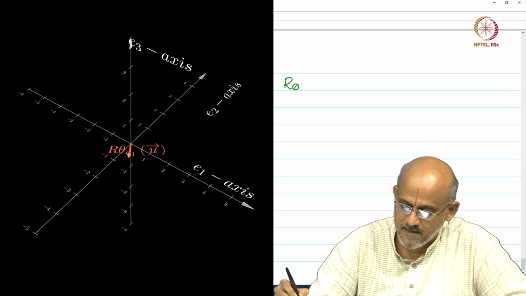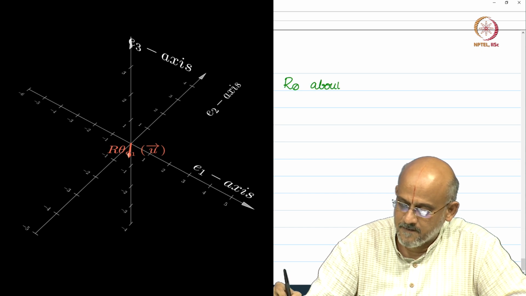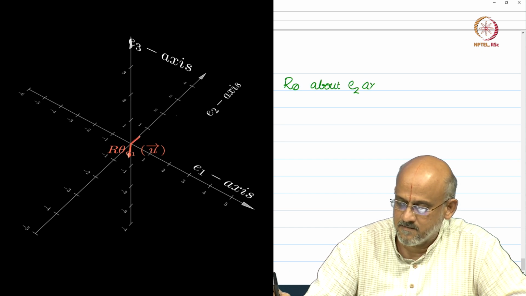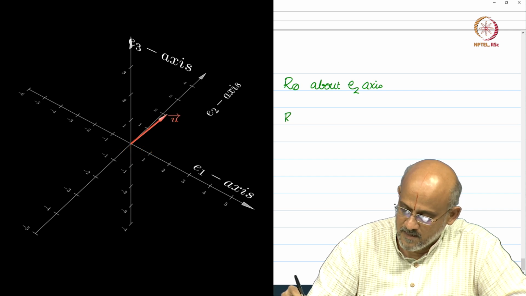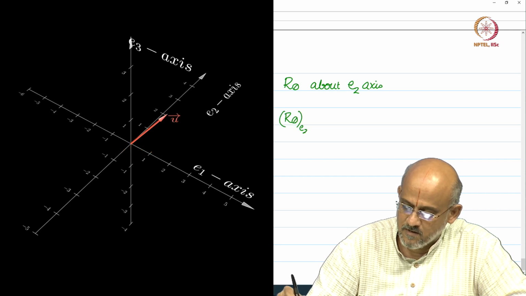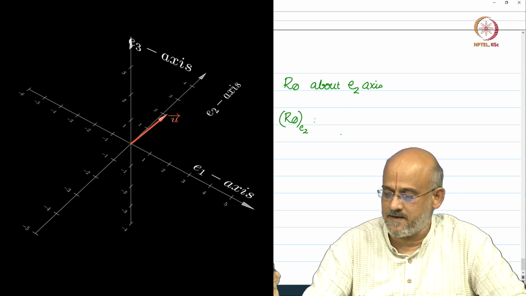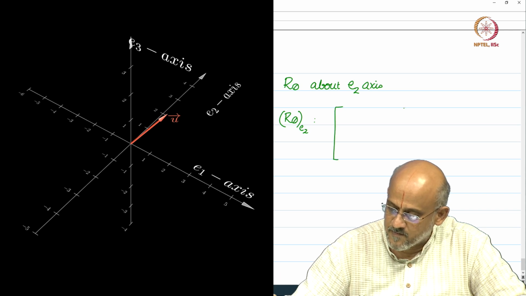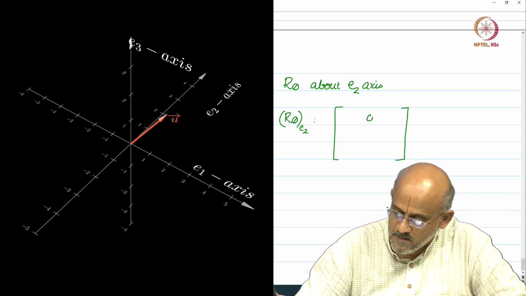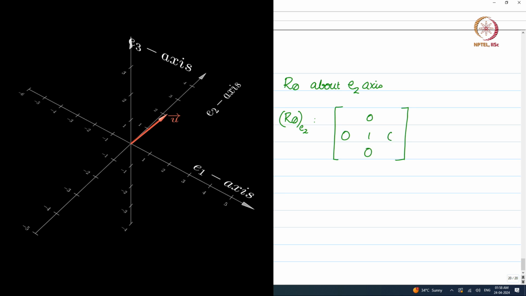I can take R theta about, let us say, the E2 axis, where I am going to write this as R theta about E2, in which case the second coordinate is fixed and we are going to rotate in the x1 x3 plane. So, this is going to be the following: 0 1 0 along the fixed row and column, and now you take the rest as cos theta, sin theta, minus sin theta, cos theta.